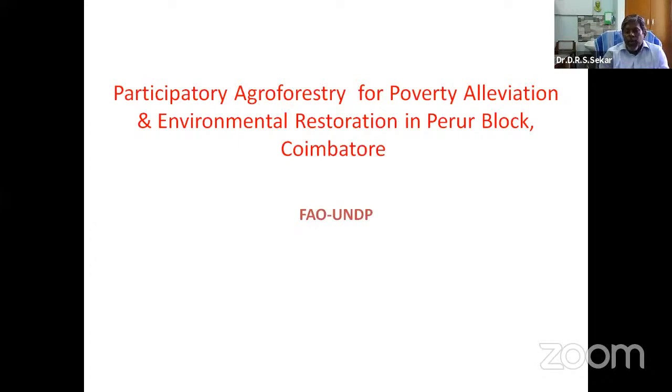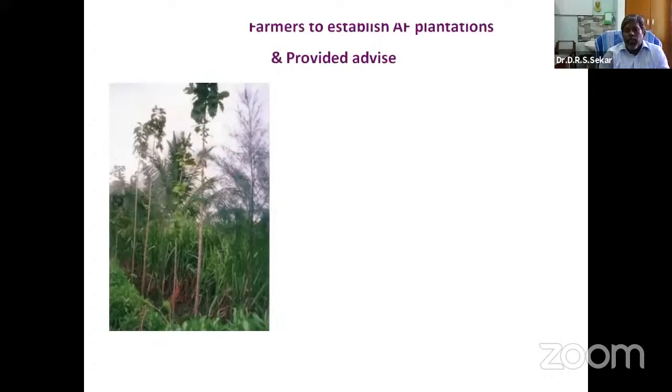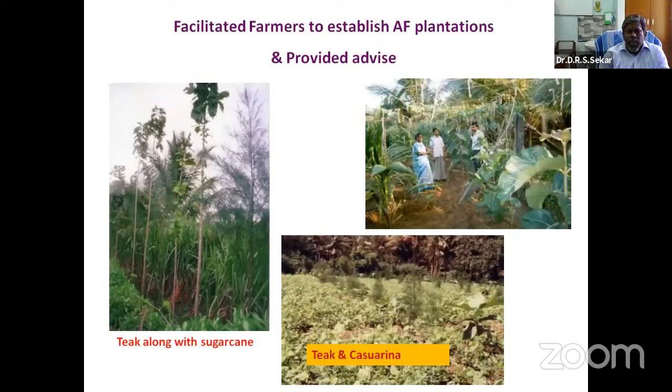Apart from that, we have worked on a concentrated mode of participatory agroforestry for habitat improvement and habitat restoration. It was a UNDP-funded project under the FAO, exclusively in a district comprising 30 villages. These are the various models worked out: teak along with sugarcane, teak with Casuarina.